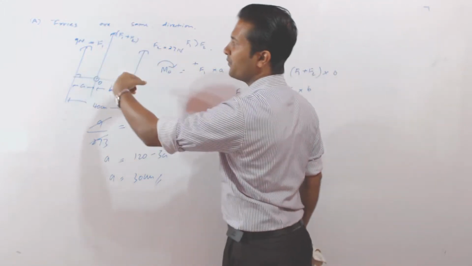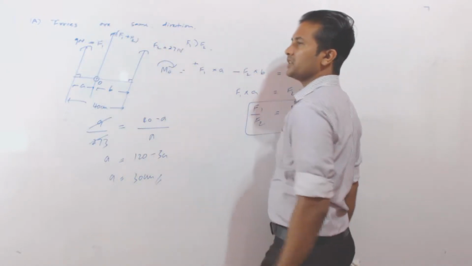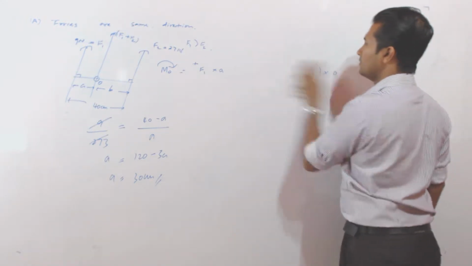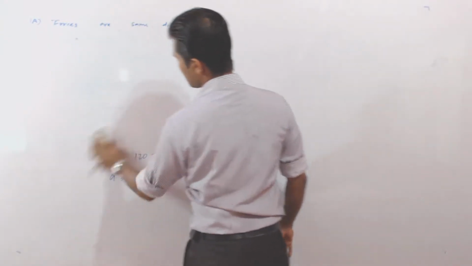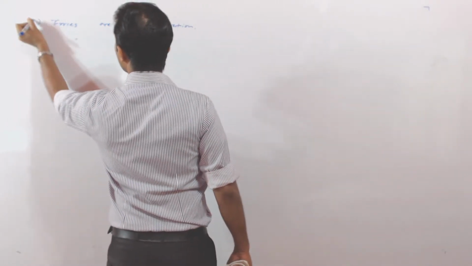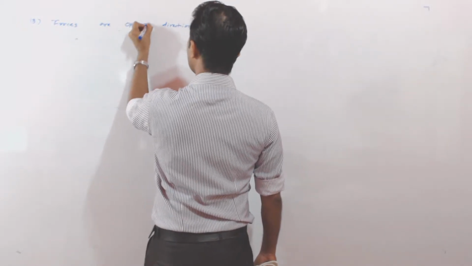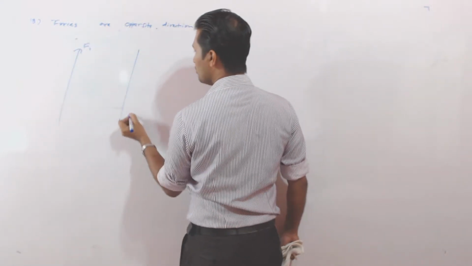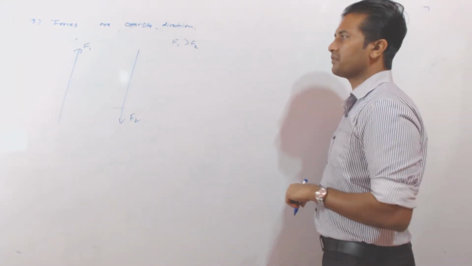So I use the same figure. The resultant should be towards the force which is greatest. Okay. Let's move on to the other part. When forces are in opposite direction, this is F1, this is F2. Let's take F1 is greater than F2.